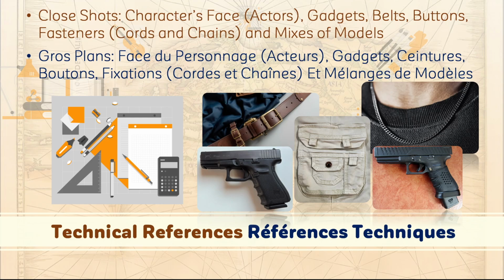Gadgets you want your character to have, or the scene to have, or the prop: belts, buttons, fasteners, cords, chains, or a mix of models. When you want to create, like, this is a Glock, the gun you see there, but different models. And then you can pick many models and mix some parts to make it unique to your game.